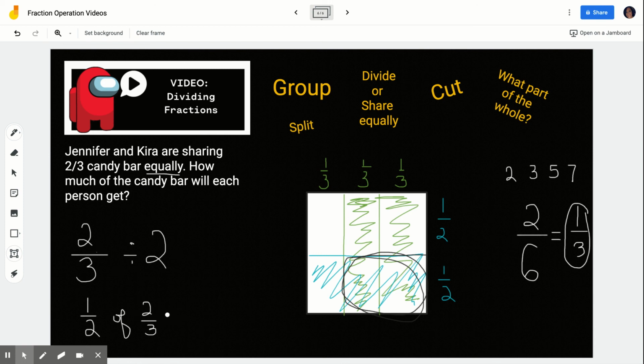So I can go back here and just double check with multiplication if my thinking was correct. I know that the of sign gets changed to a multiplication sign. 1 times 2 is 2. And 2 times 3 is 6. And I already simplified that by dividing by 2 to get the product of 1/3.